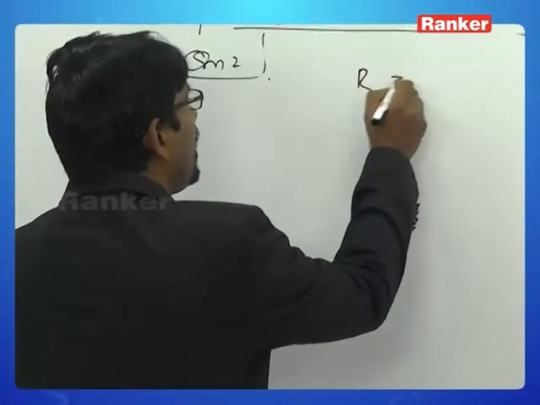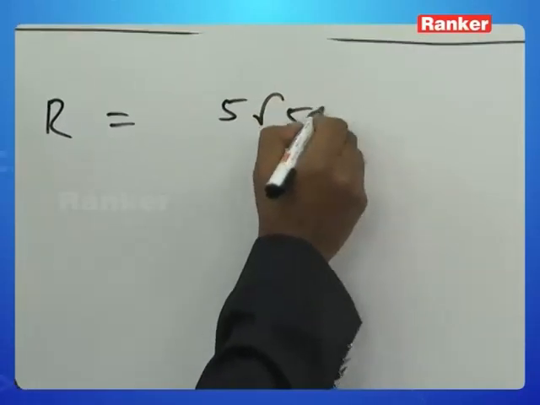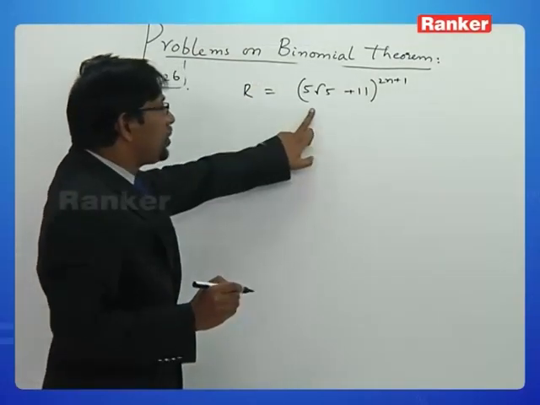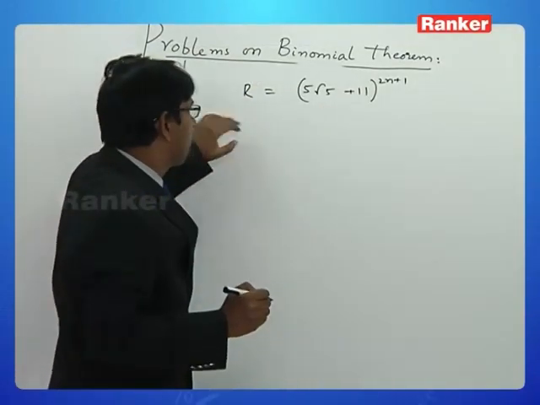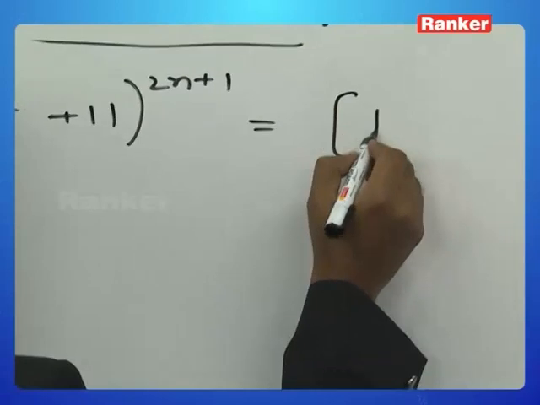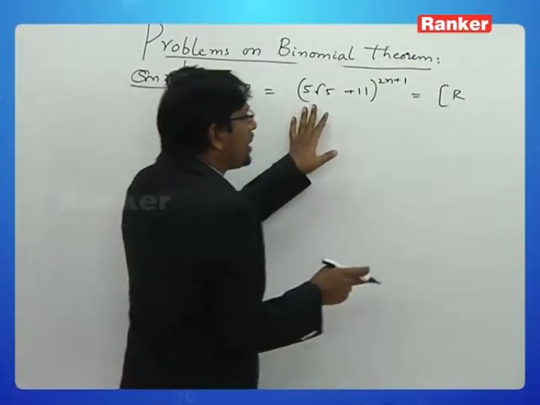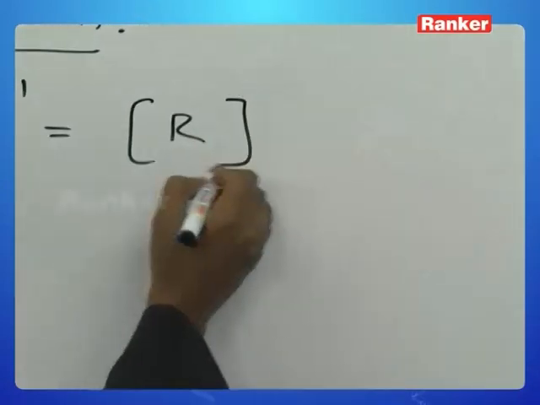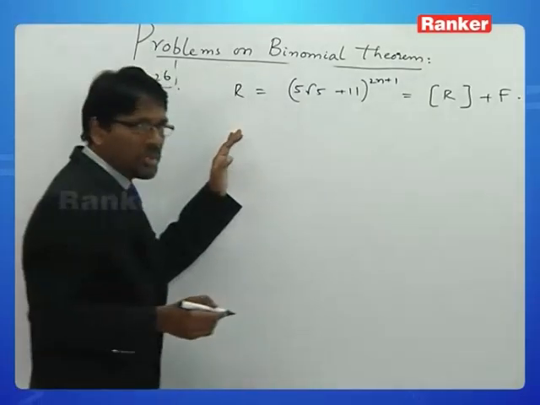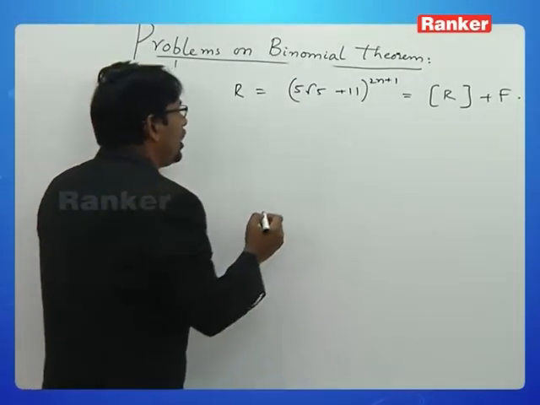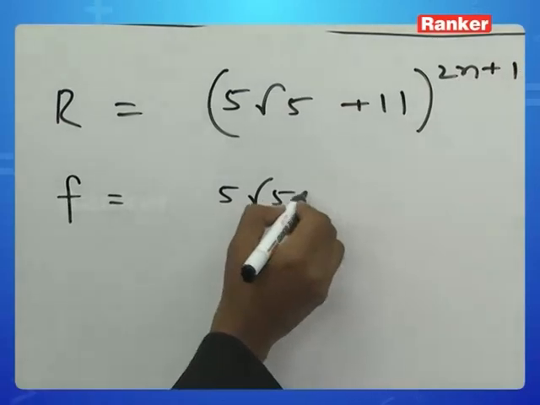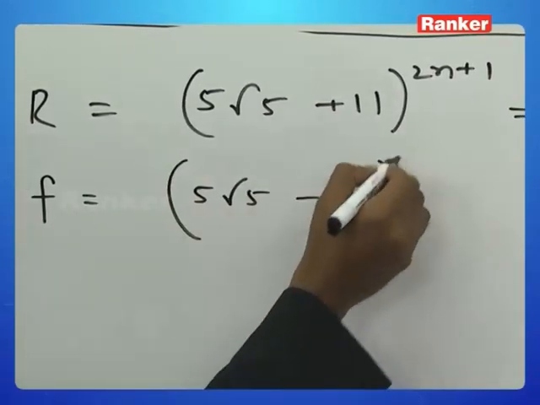R is equal to (5 root 5 plus 11) raised to the power 2n plus 1. Now this R has been written as bracket of R. This may not be an integer, so it has some integer part plus some fraction. That is capital F, which is what has been written there. Now you are also given small f equal to (5 root 5 minus 11) raised to the power 2n plus 1.